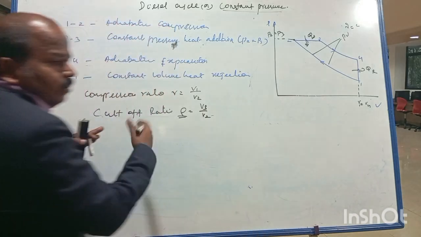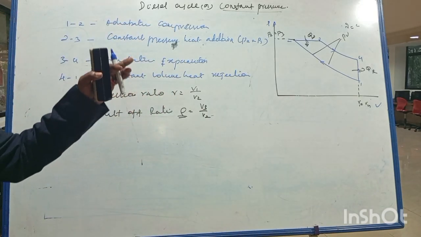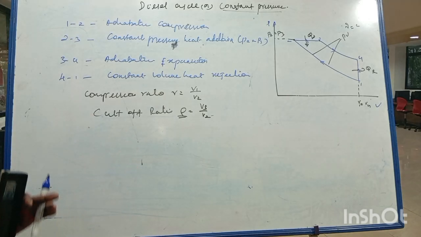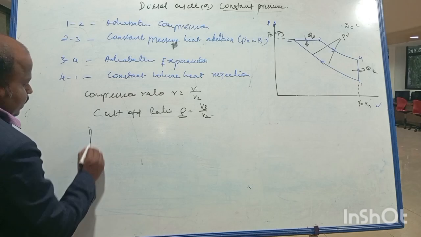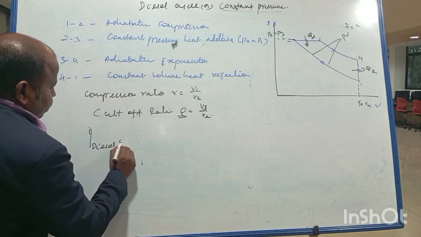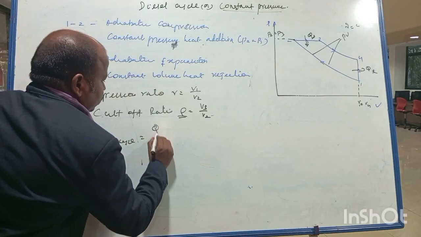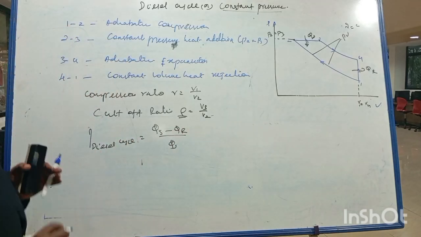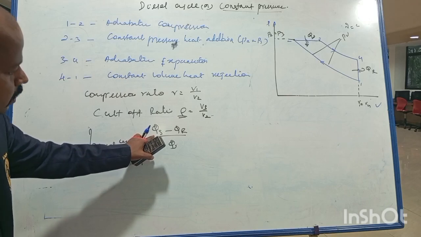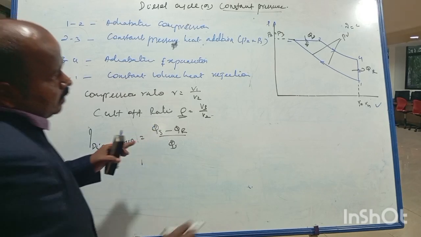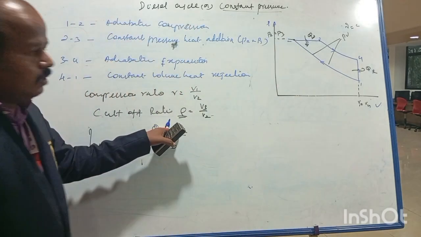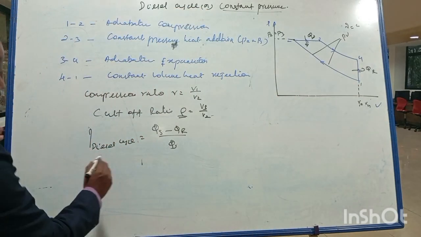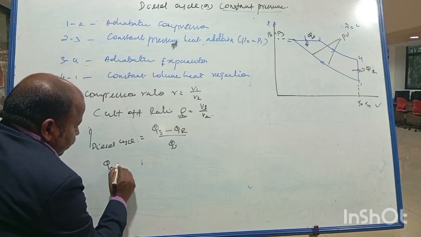And then again we are going to derive the thermal efficiency and mean effective pressure. First I am going to start with the thermal efficiency of this cycle. Thermal efficiency of the diesel cycle is work done, Qs minus Qr, divided by Qs. You know very well Qs is heat supply or heat addition, which takes place during the 2 to 3 process, and Qr is heat rejection, which takes place in 4 to 1, right? So Qs is nothing but heat addition.